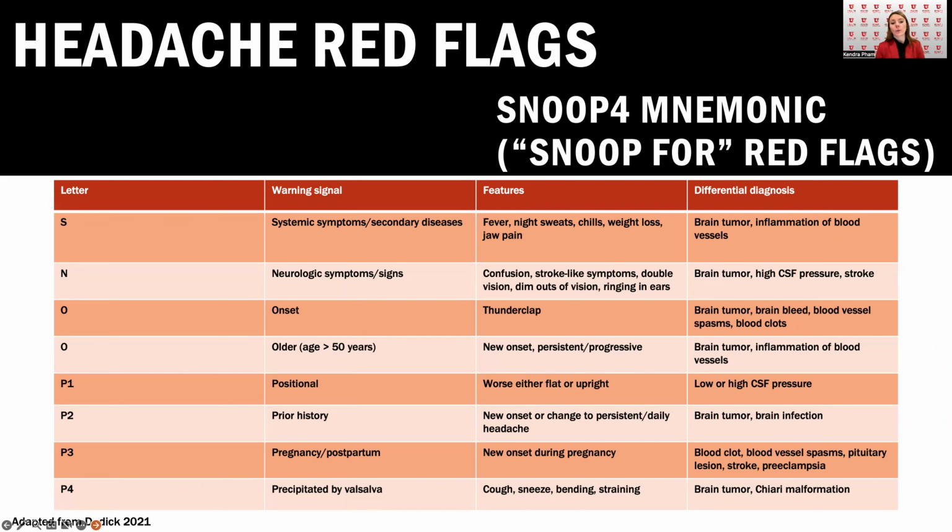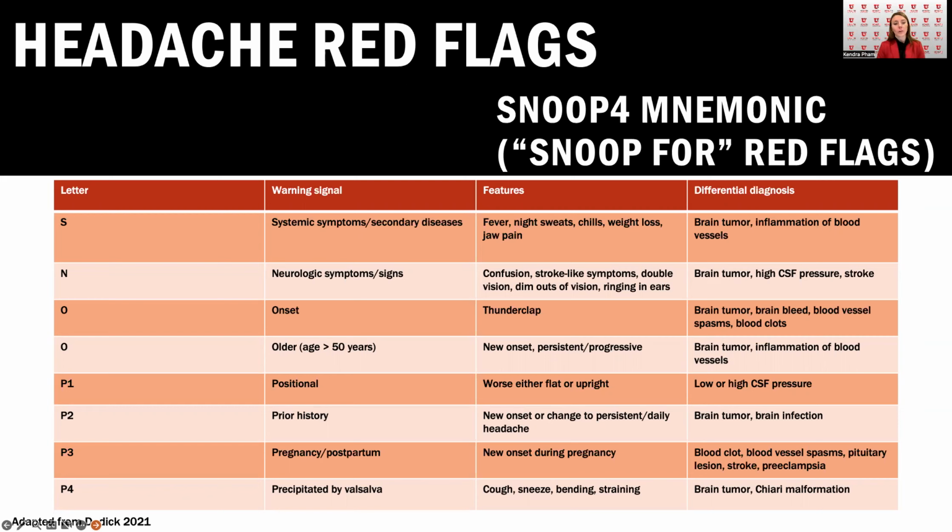The N standing for neurologic signs or symptoms. So any stroke-like symptoms, confusion, double vision, dim outs of their vision, ringing in the ears. These could signal a brain tumor, high cerebrospinal fluid pressure, stroke. And then we have the O for onset. So thunderclap, like a clap, a headache comes on just like that. That worries us about brain tumors, brain bleeds, blood vessel spasms, blood clots.